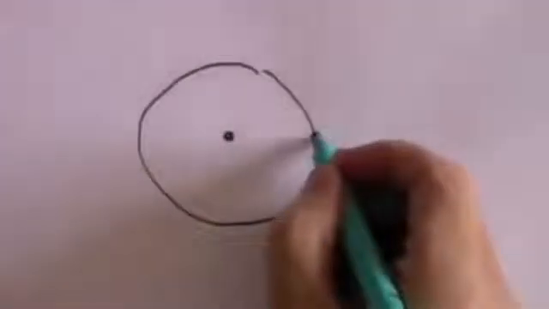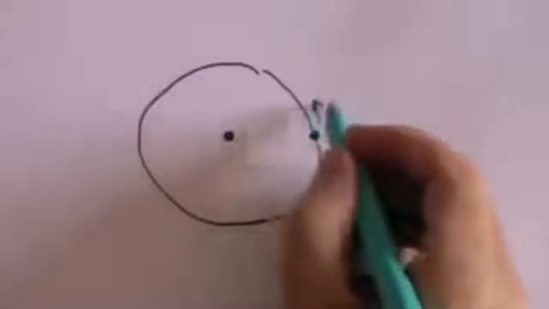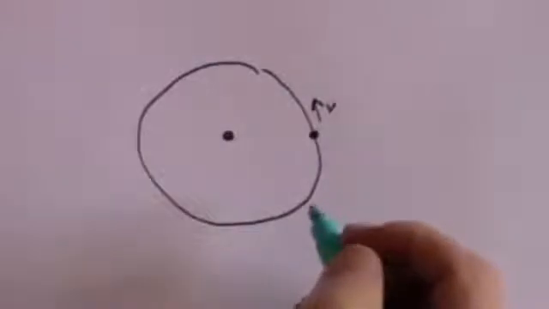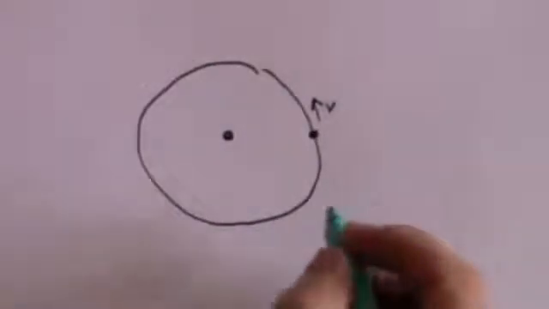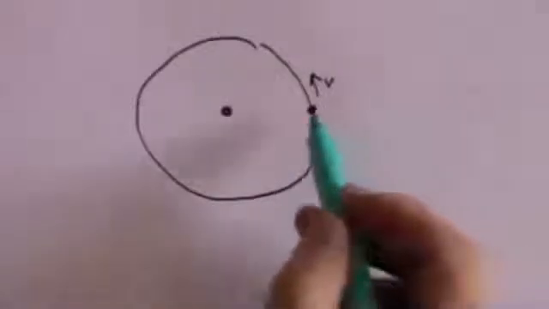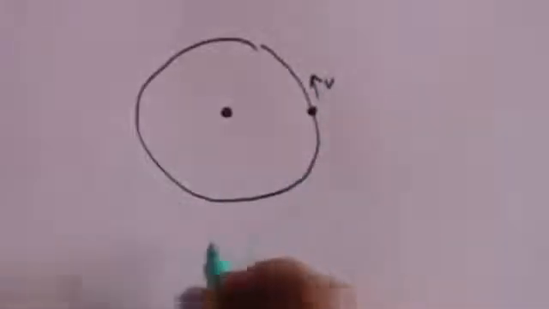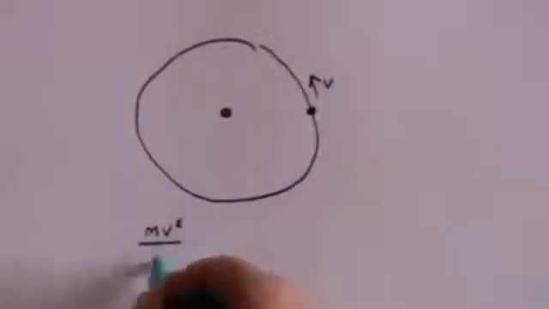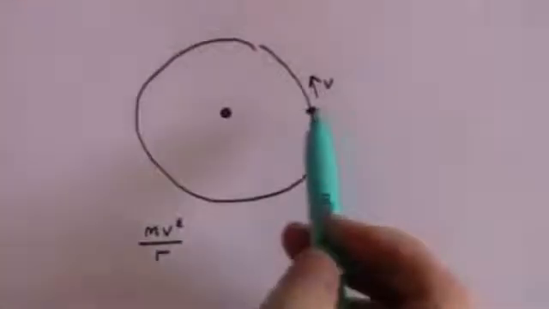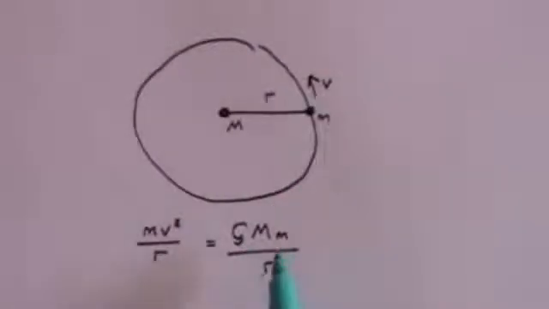In my video Gravitational Fields, A-level physics, I showed that if you have a planet, let's say, orbiting the Sun, here's the planet, here's the Sun, and the planet is orbiting with orbital speed v, I showed that the centripetal force, which is keeping that planet in circular motion, is mv squared over r. I know that centripetal force is equal to the gravitational force.